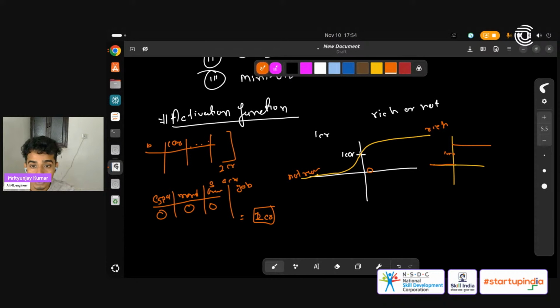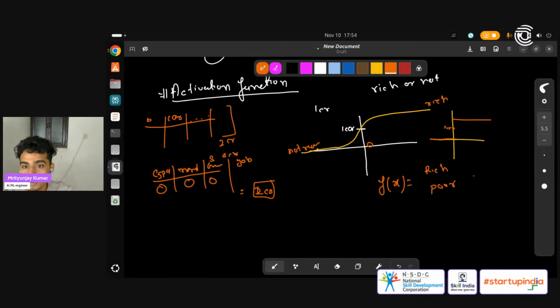Okay, so whenever you provide any f(x) value, it is always going to give you either rich or poor. In this case, rich and poor. Okay, if we provide 3 crore, it will give rich. If we provide 1 crore or 1.5 or 0.5 crore, it will come under not rich, right?